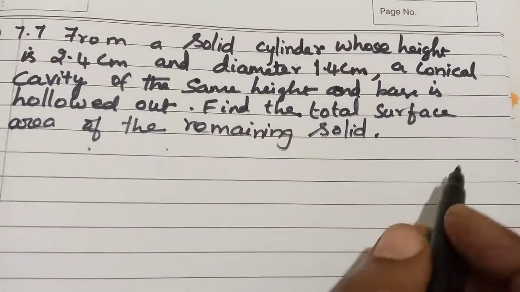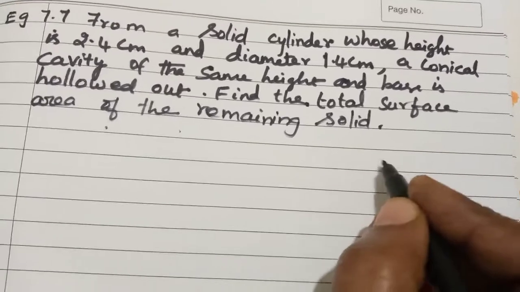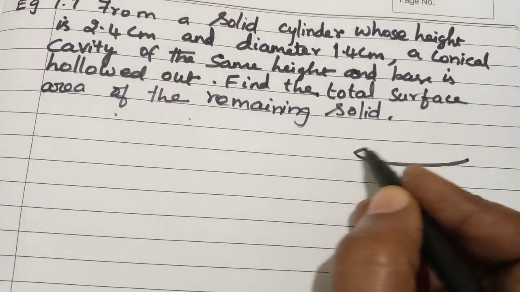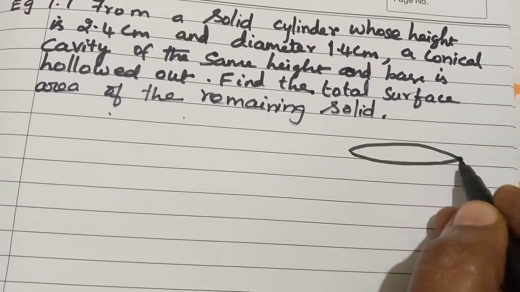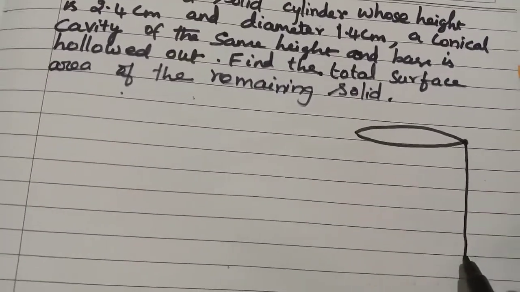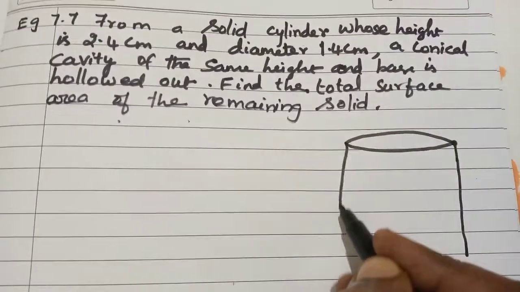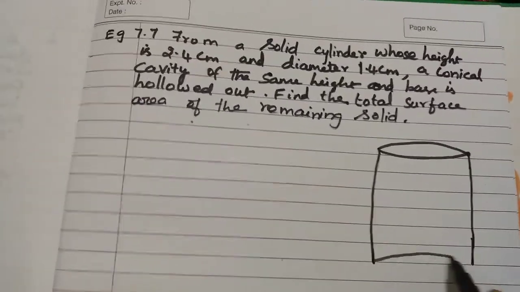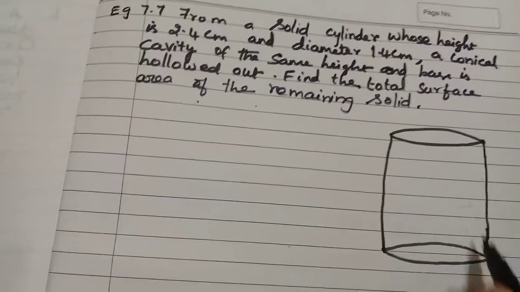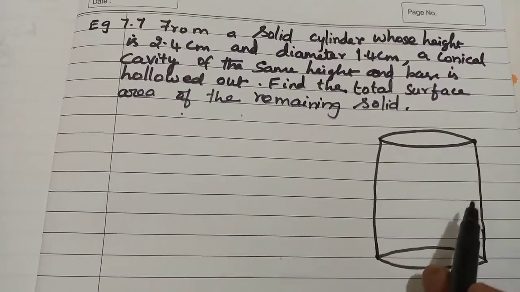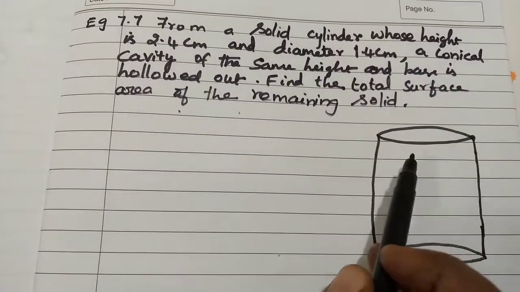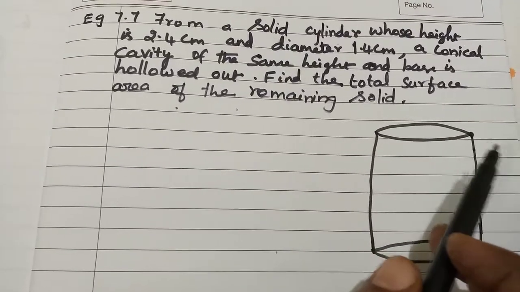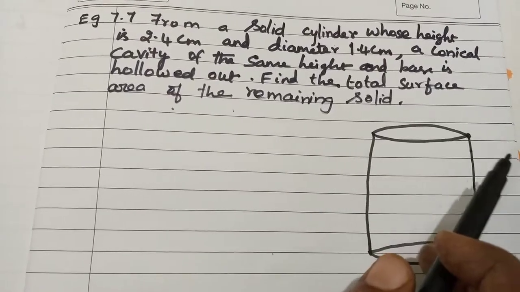Okay, what is the given question? There is a cylinder of height 2.4 cm. Let's draw the cylinder whose height is 2.4 cm. It is given a solid cylinder. Solid cylinder means just imagine the filled cylinder. It is filled with some sand or ice cream. Like that you have to imagine.